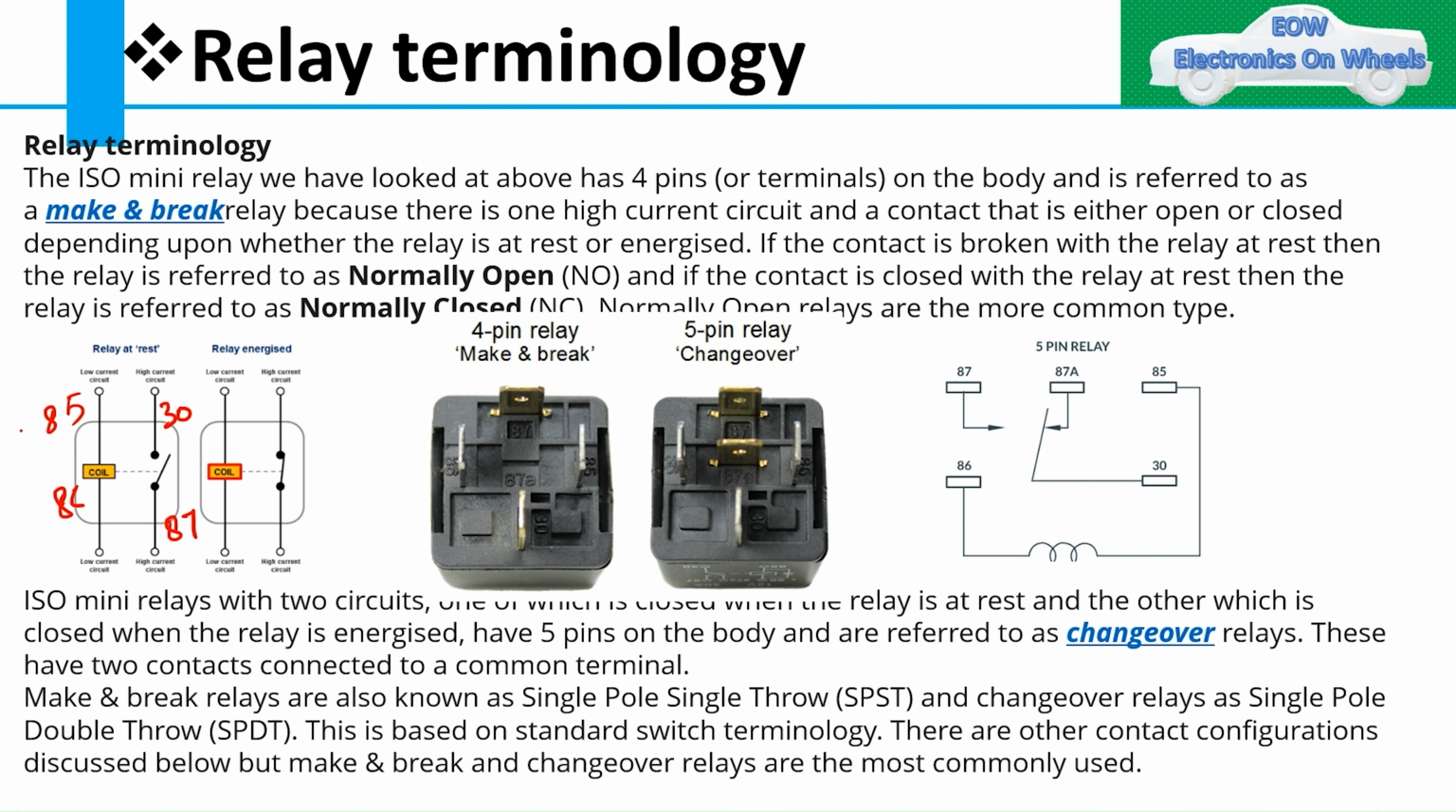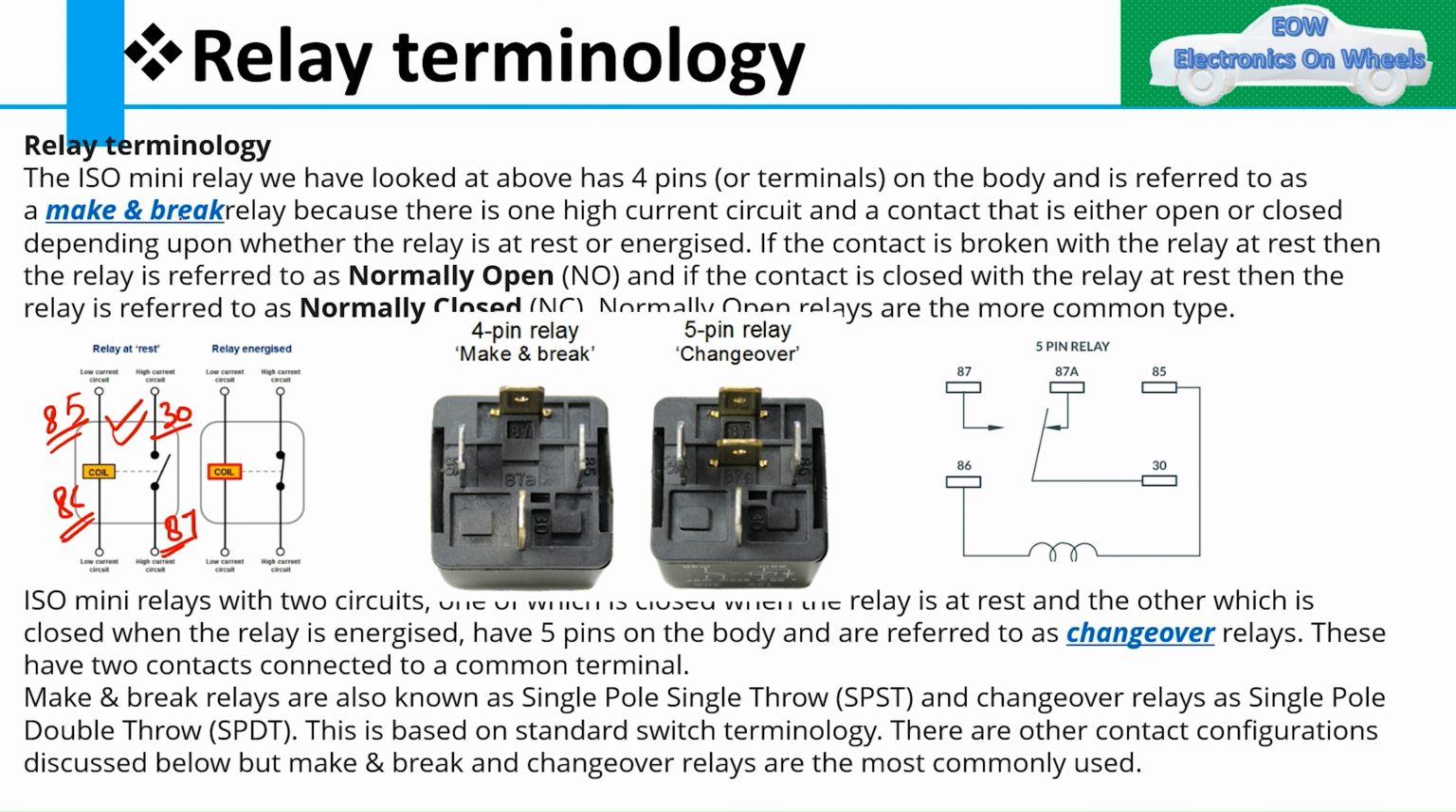We will try to understand which side should be 85 and which side should be 86. We will see this in the coming slides, and why it should be like this. For 30 and 87, we will also see why we give terminal names like 85, 86, and why we cannot give 22, 23, 24, 25. We will see all these things. This is a 4 pin relay, and the structure would be like this.